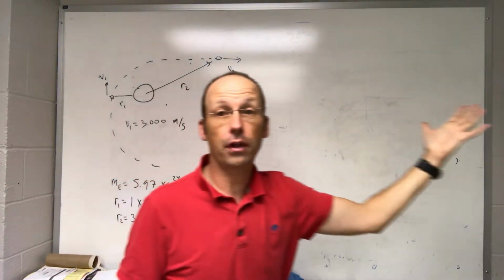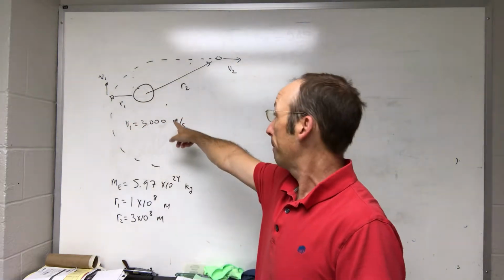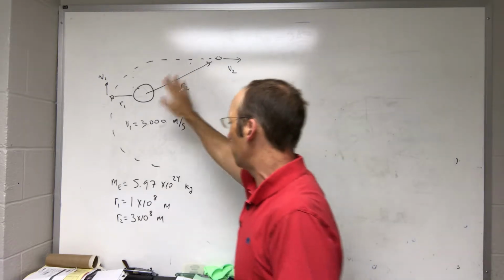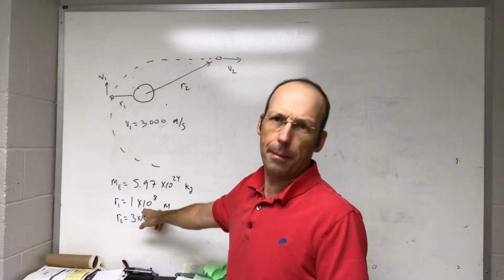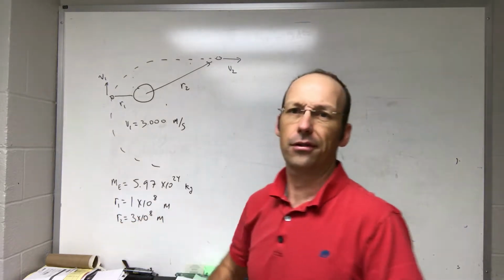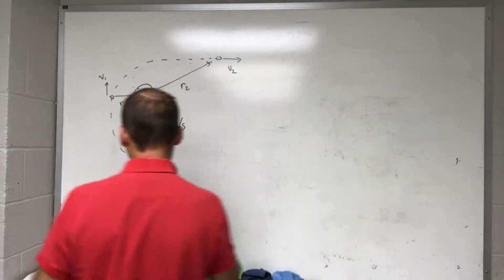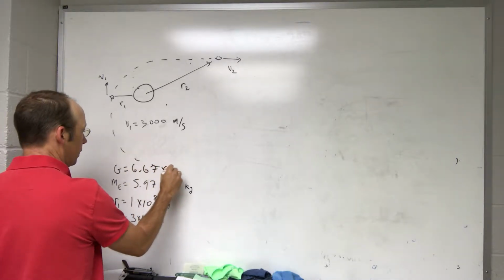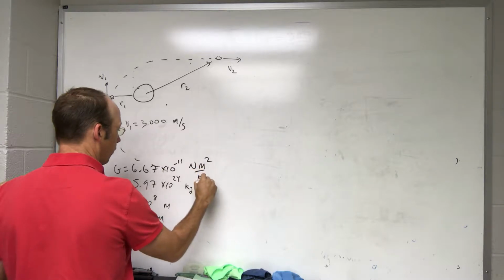We want to find out what the velocity V2 is if I know the velocity V1 at R1. So it's the mass of the Earth. I know the radius. I picked a radius of 1. This is about a third of the way to the moon, and then that's about at the moon. And then we need G. We're going to need this too: G equals 6.67 times 10 to the negative 11th newton meters squared per kilogram squared.